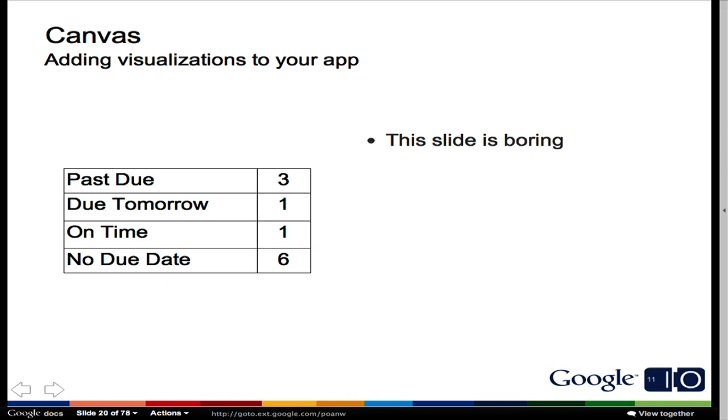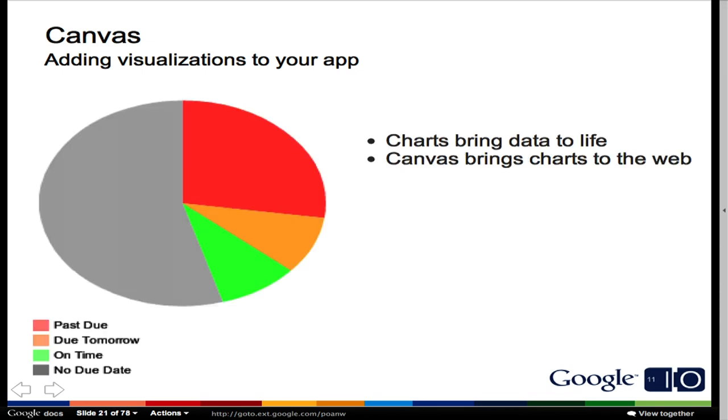And the key here is that when you look at this table, you don't know what's important. It seems like a task with no due date is the most important thing because it has a 6 next to it. But if we switch that out with a canvas, a very simple visualization, we can see that a large portion of our data is red, which probably means that it's bad. And that no due date actually turns out to be grayed out. It probably doesn't matter. So visualizations can really bring out data.